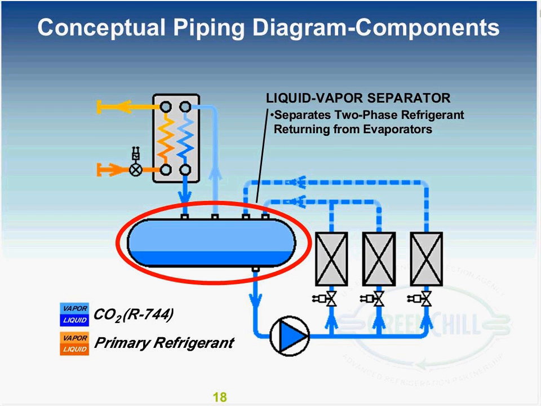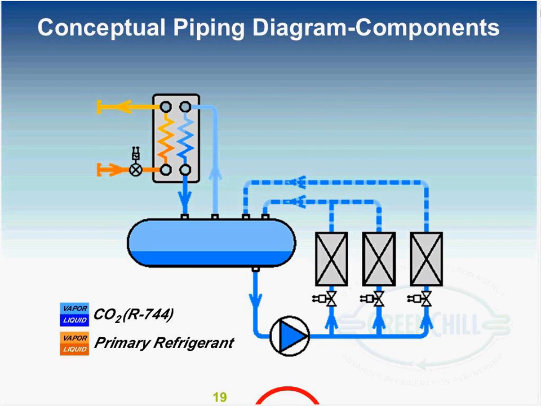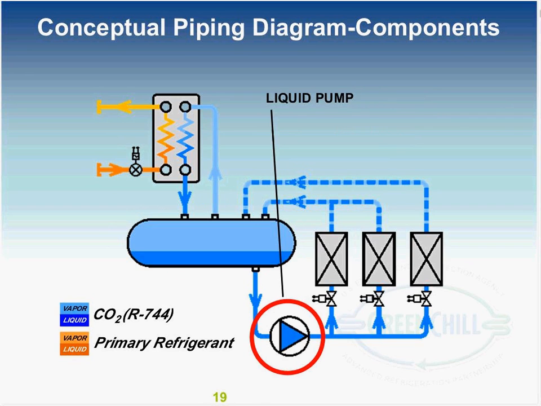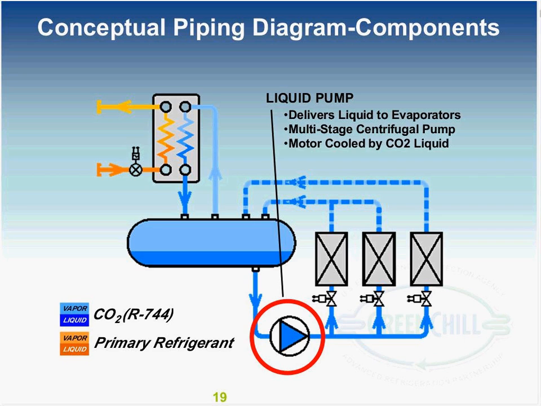In the center there is a liquid vapor separator. It separates the vapor phase from the liquid. The liquid drops to the bottom of the tank and is pumped back out into the store. The vapor separates to the top and goes up to our condenser evaporator, where it's recondensed into a liquid. Circulating pump, and I've got a picture of what this actually looks like. Its job is just to deliver the CO2 out to the display cases.